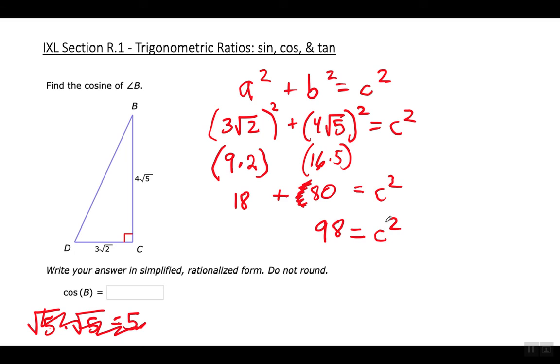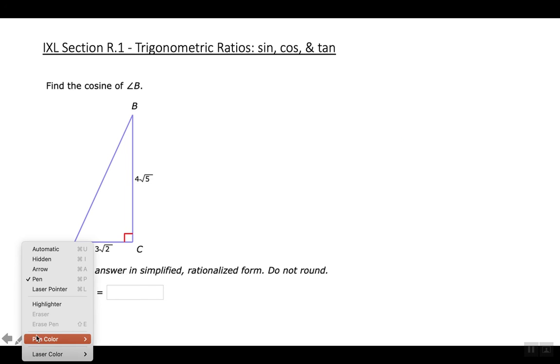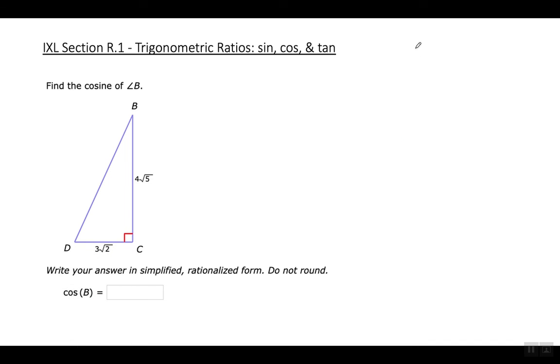Okay, now let me just check something real quick. All right, so look. Now to get c, we've got to get the square root of 98. So look, let me do that. I'm going to erase this. I've got to get the square root of 98, just to make space here. Square root of 98. Let me change colors. All right, so look.